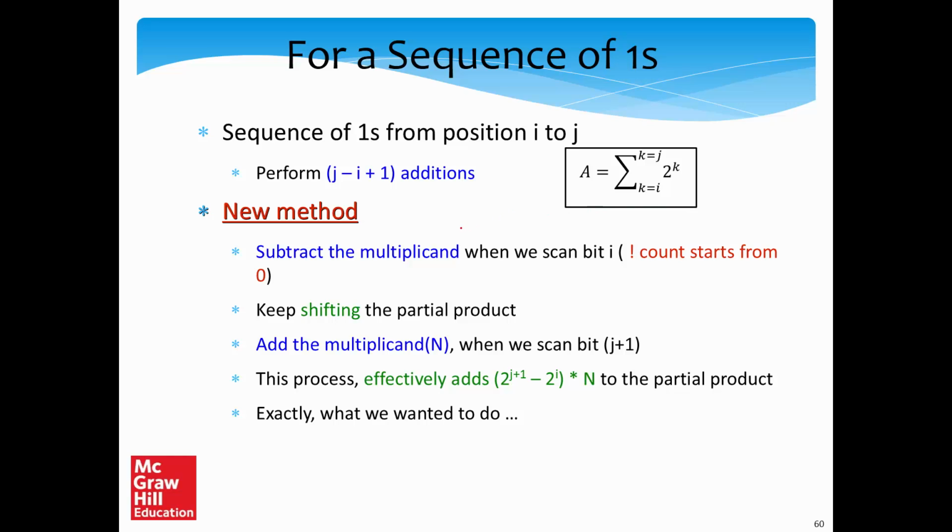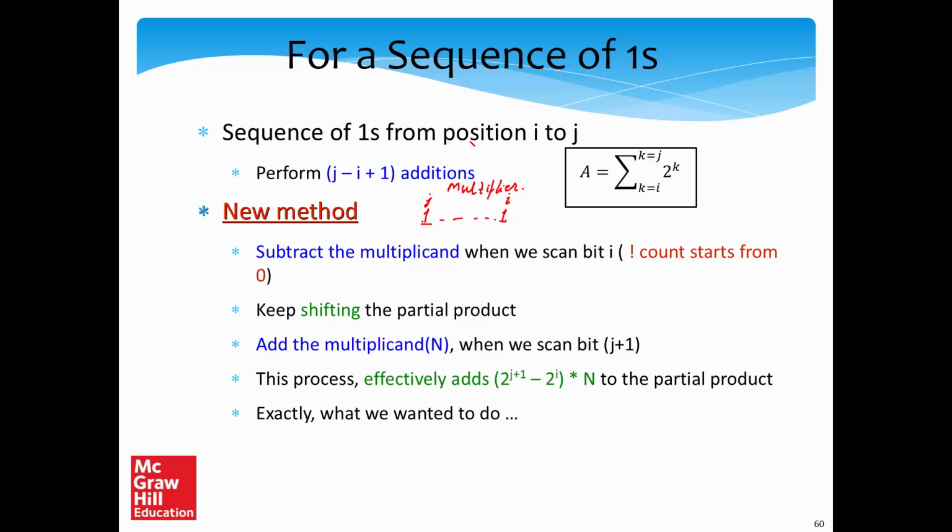So let's do a new method. The new method is called the Booth multiplication method. Let's take a look at this. Let's assume we have a sequence of ones from bit position i to j in the multiplier. So in the multiplier we have a sequence of ones.